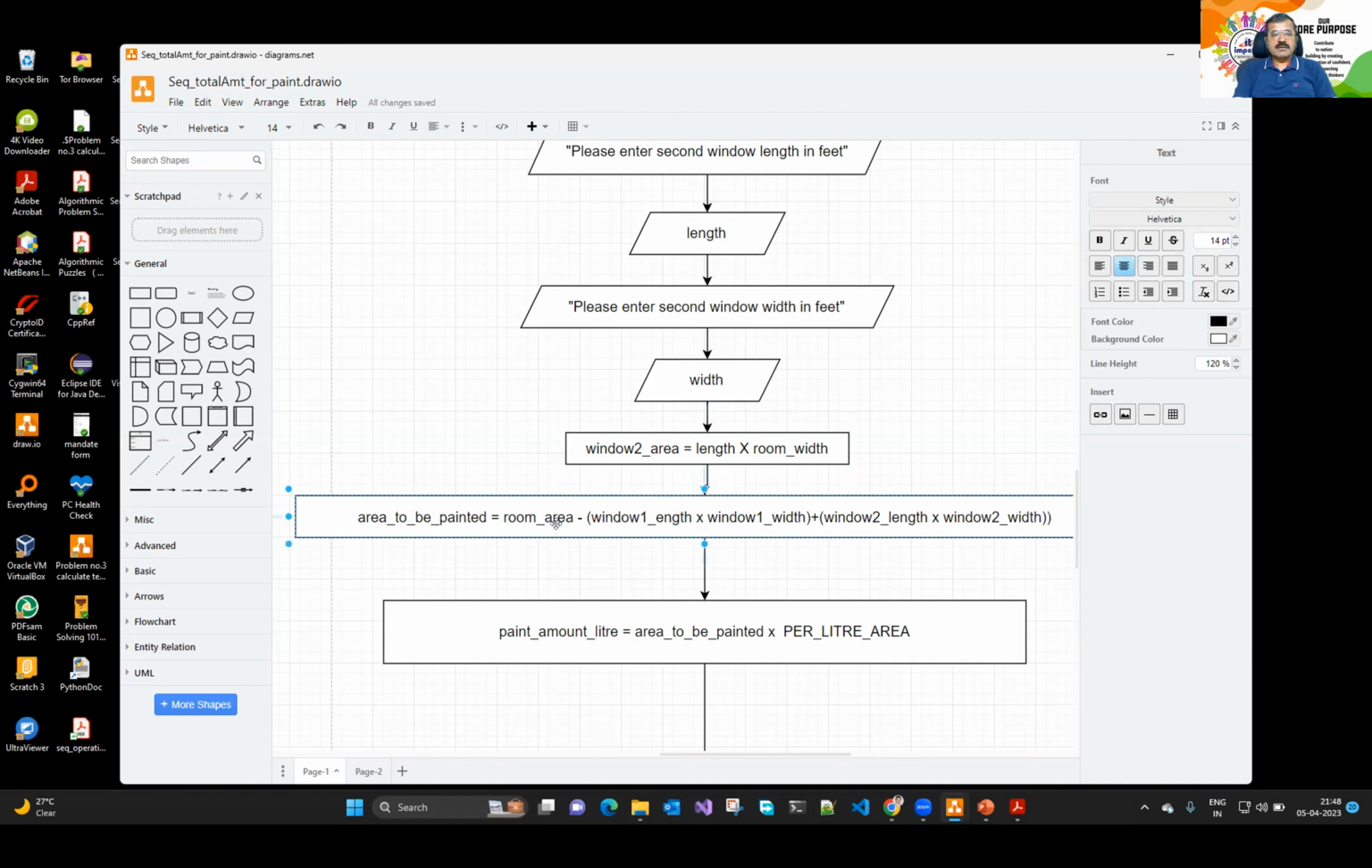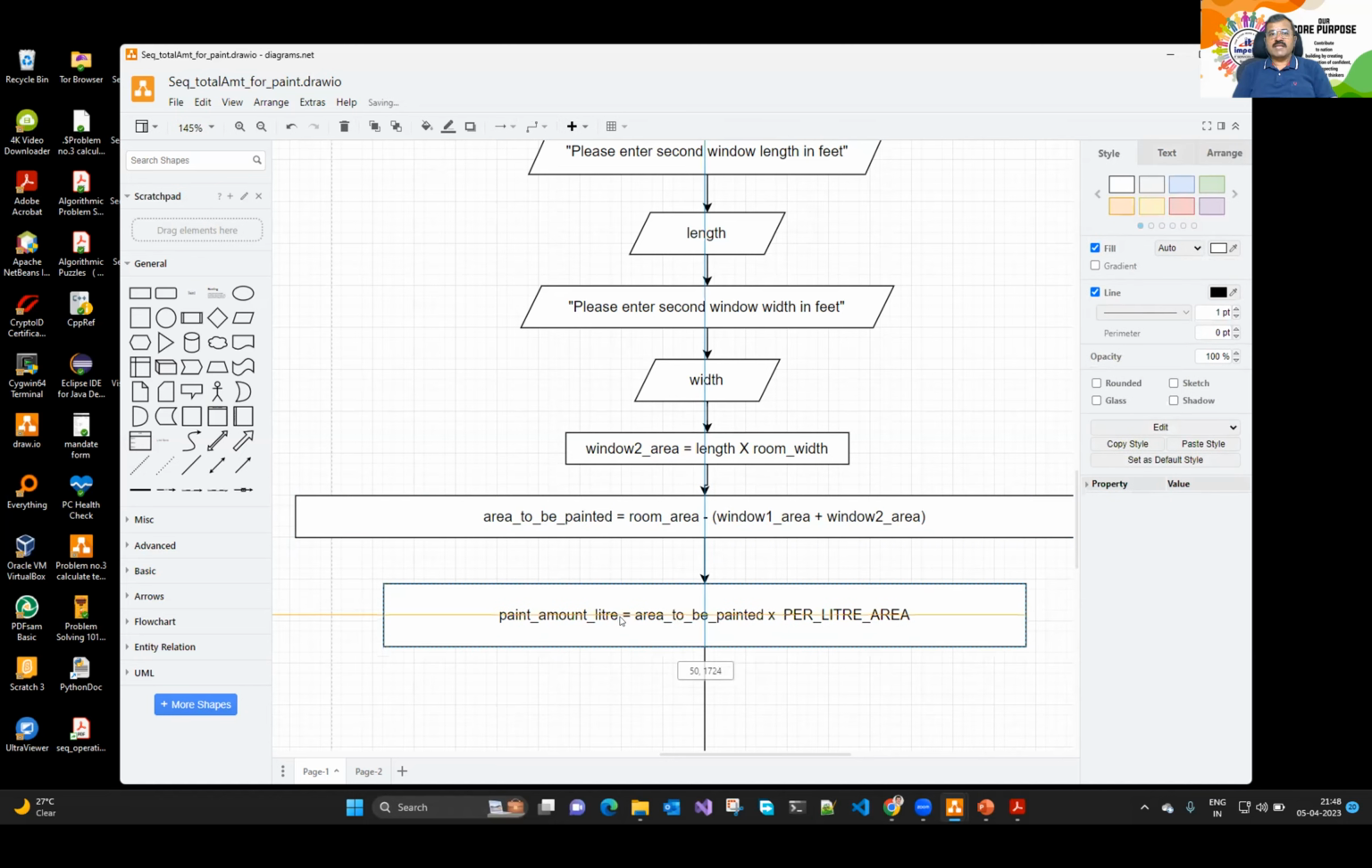Why write such big formulas? So window 1 ka area plus window 2 ka area. Not more readable than what team 2 had done. So room area minus window 1 ka area plus window 2 ka area. So that will give you the area to be painted.